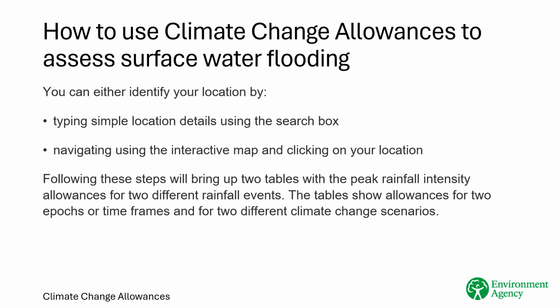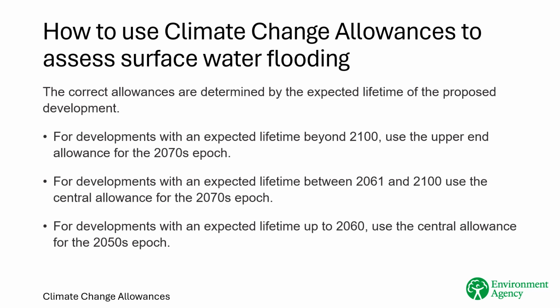Following these steps will bring up two tables with the peak rainfall intensity allowances for two different rainfall events. The tables show allowances for two epochs or time frames and for two different climate change scenarios. The correct allowances are determined by the expected lifetime of the proposed development. So for developments with an expected lifetime beyond 2100, you should use the upper end allowances for the 2070s epoch.